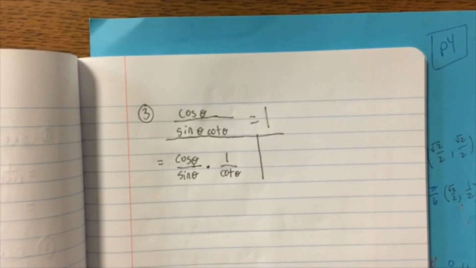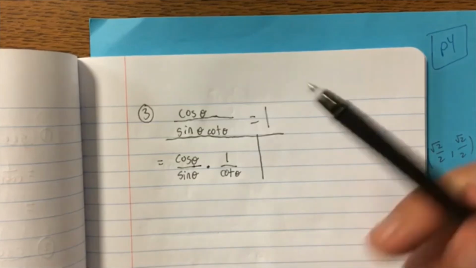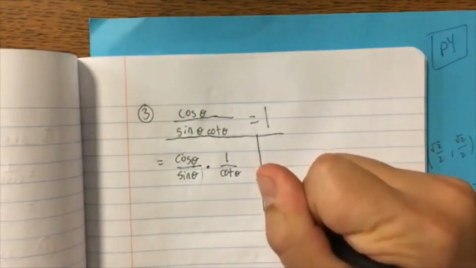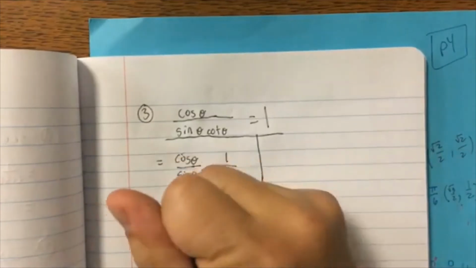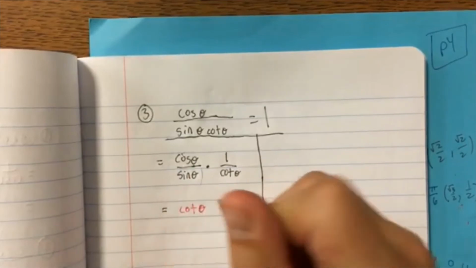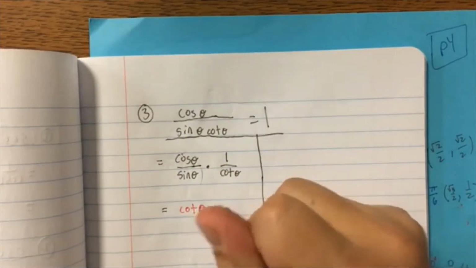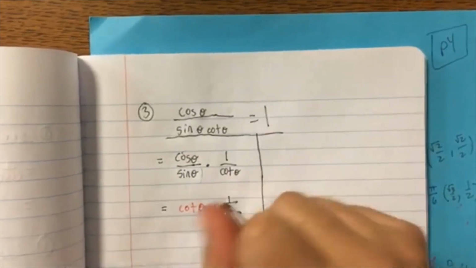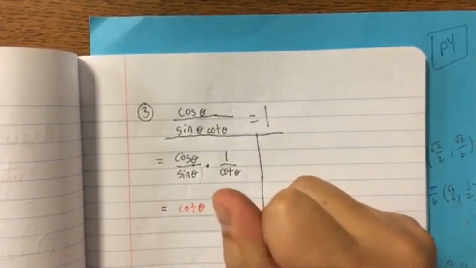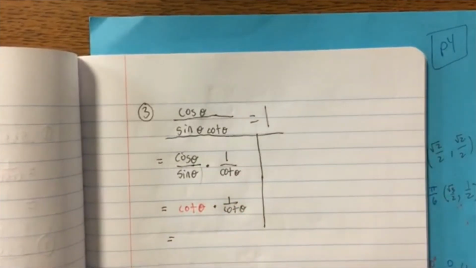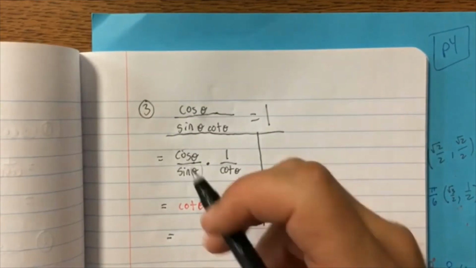And we're almost done at this point, right? Because what is cosine theta over sine theta? That's cotangent theta. And 1 over cotangent is tangent. And if you multiply anything by its reciprocal, what does that always equal? 1. So yeah, we're done.